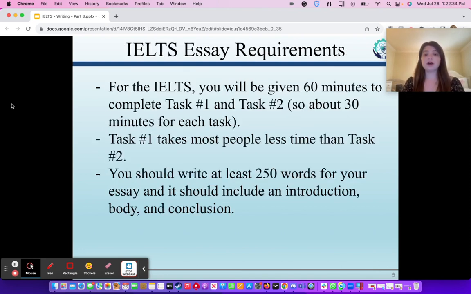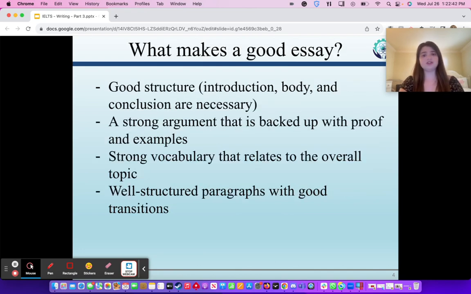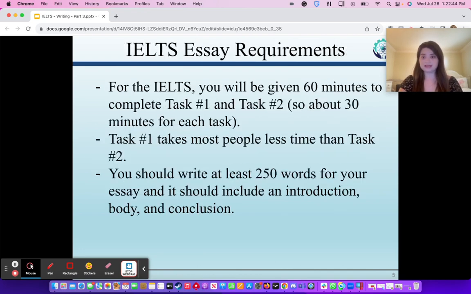So let's also talk about what are the specific IELTS essay requirements. What is this specific test looking for? Previously we just talked about in general what makes a good essay, but I also want to discuss what exactly the people marking your essay are looking for. You'll be given 60 minutes to complete task one and task two. So that's about 30 minutes for each task.